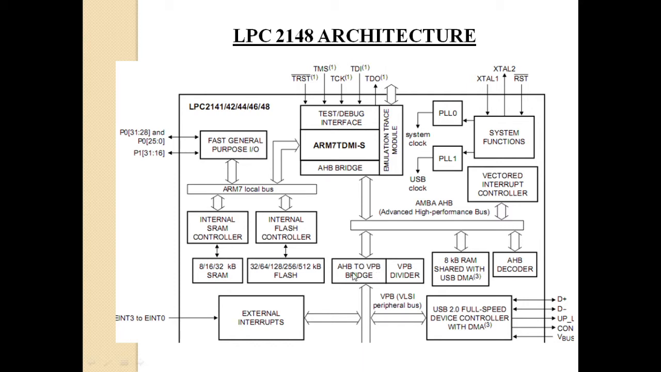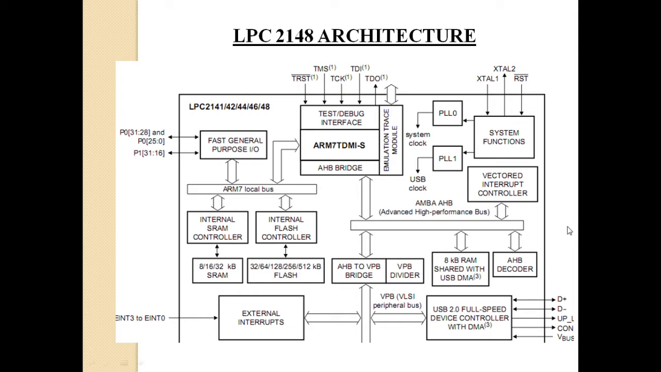So the AHP to VPP bridge will convert the data sent to the VPP, VLSI peripheral bus, to the format that can be taken by AHP. Then from the AHP, how will you send the data to ARM7? Because the ARM7 processor is operating on the highest speed, AHP is operating on the next lower speed, and VPP is operating on again a lower speed.